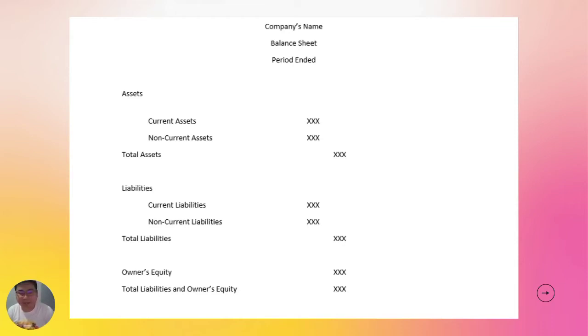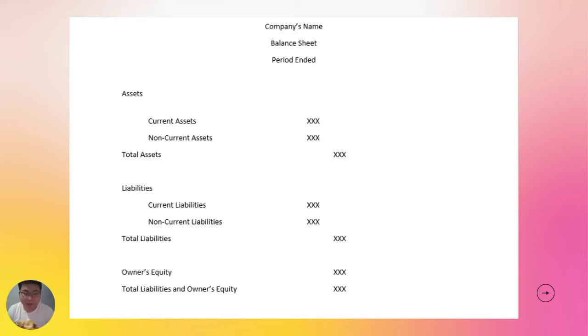Same here with the liabilities. We need to separate the current liabilities from non-current liabilities. Why? Because current liabilities are the pagkakautang ng company that is payable in a short period of time, most likely within a year. And non-current liabilities are the liabilities of a company that is payable in a long period of time, more than a year. And we need to add the current liabilities and non-current liabilities to get the total liabilities.